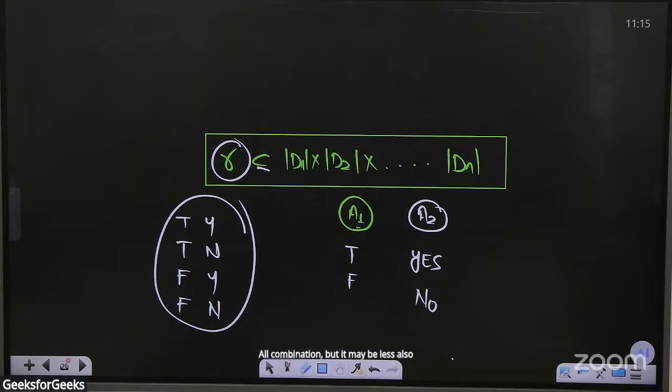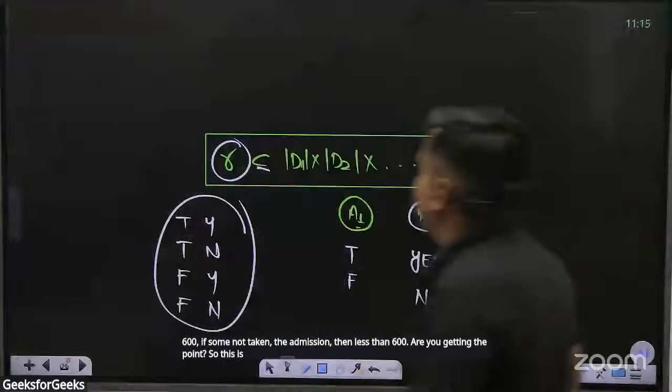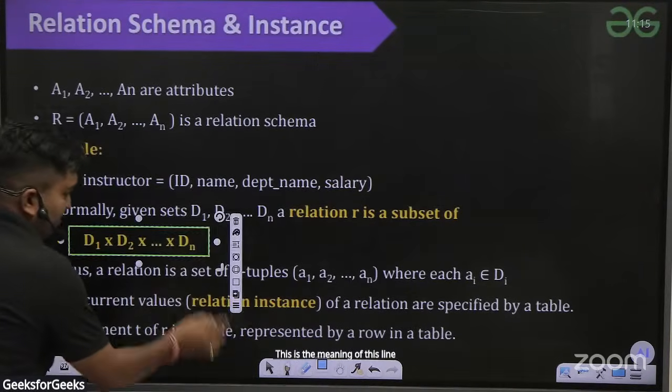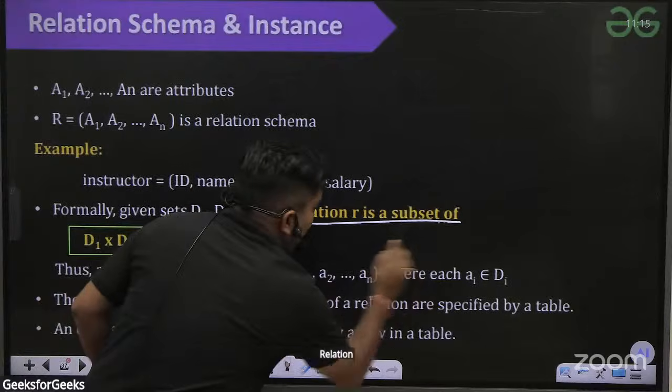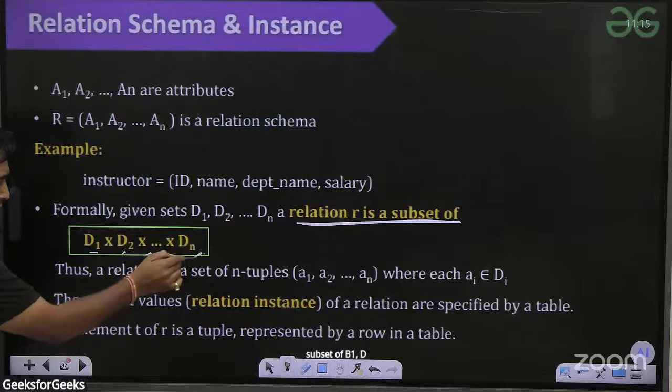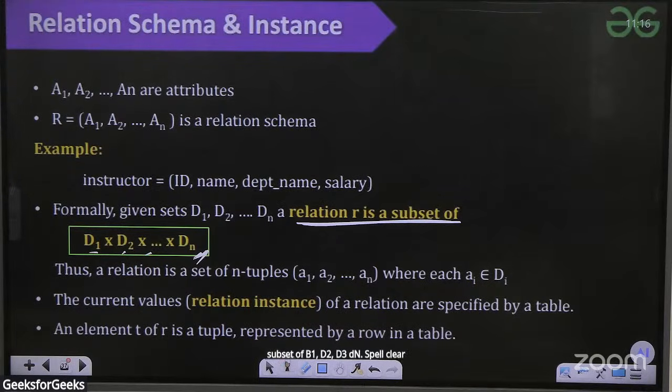Like in your college, there are 10 branches. In each branch, 60 students are allowed. Then what is the maximum number of students? 600. If some have not taken admission, then it is less than 600. Are you getting my point? So this is the meaning of this line, that relation is a subset of D1, D2, D3, ... Dn. Crystal clear?